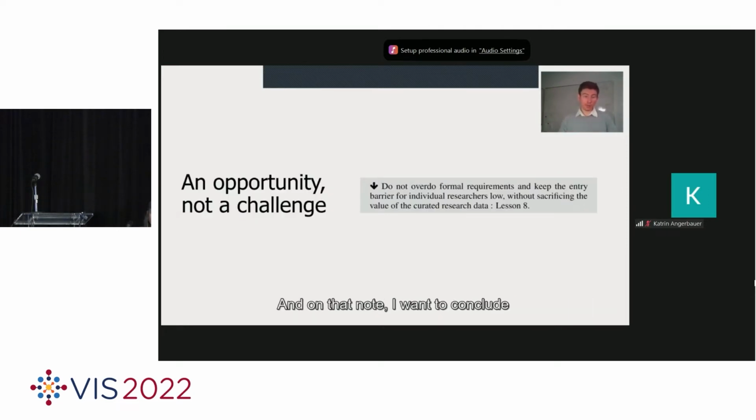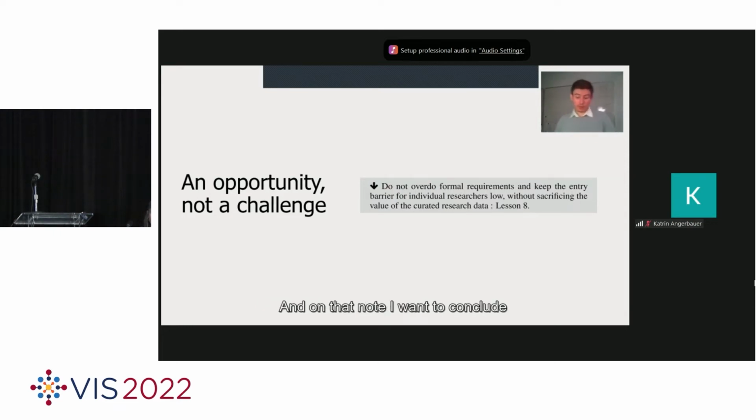And on that note, I want to conclude and say that yes, curation is achievable, not only for large research projects. With time, we believe that incentives and practices will align. We've seen that also for ourselves. Initially, there has been certain resistance, but with time, we've seen a quick buildup of expertise.